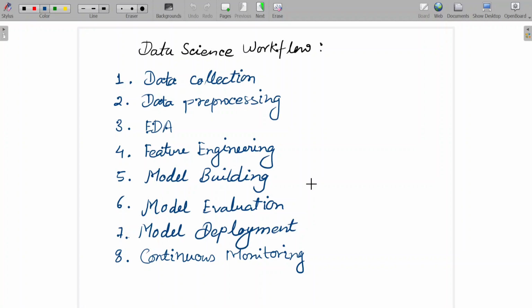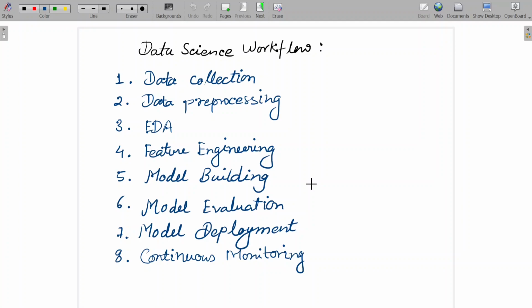In today's video, we are going to explore the fundamental concept of data science workflow. Understanding this process is key to beginning successful data science. So, what exactly is data science workflow? It is a structured and systematic approach to solving a complex data problem, a series of steps that data scientists follow to extract valuable insight from data.